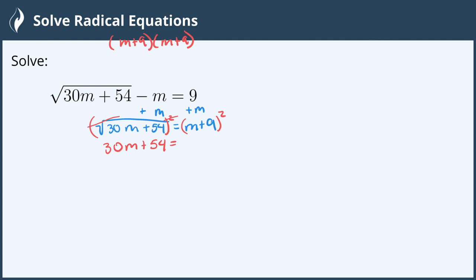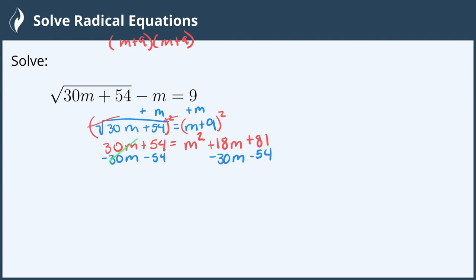I'm going to go ahead for the time's sake of our video, and I will use the pattern for a perfect square. This means that I square the first, then I double the product. 9 times m is 9m. Doubling that gives me positive 18m, and then squaring the last gives us positive 81. Now we need to move all of the terms to one side and set it equal to 0. So we'll subtract 30m from both sides, making sure that we combine all of our like terms. And we'll also subtract 54 from both sides.